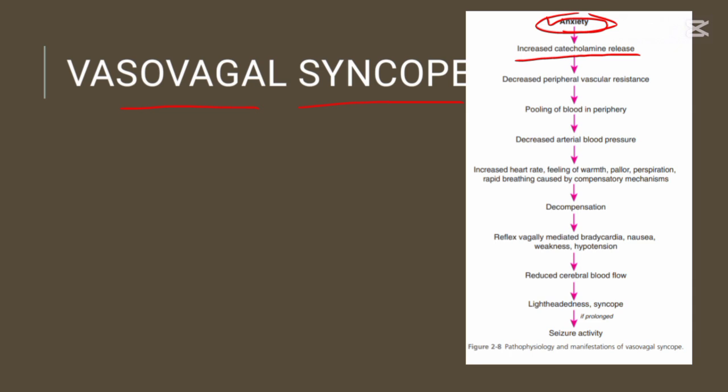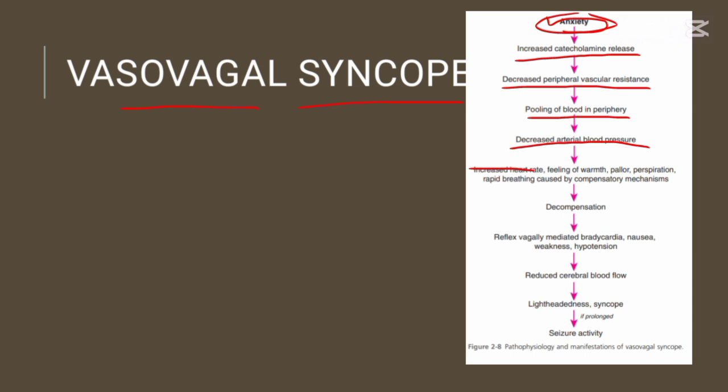So basically, it activates the beta-1 adrenergic receptors of blood vessels, and when it activates the beta-1 receptors, there is a dilation. When there is a dilation, there is a decreased peripheral vascular resistance, and there's a pooling of blood in your periphery. Most of the blood is now moved into the periphery, due to which the arterial blood pressure is decreased, and it increases the heart rate.